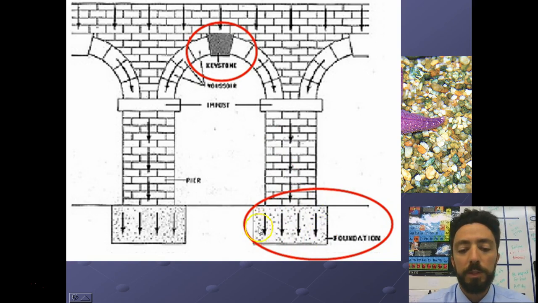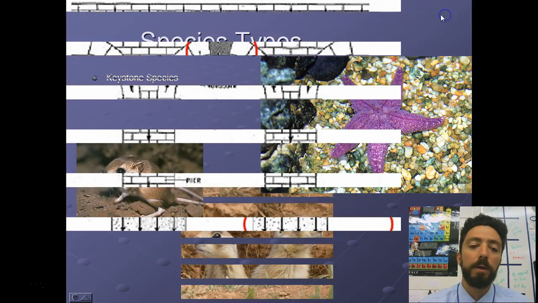The foundational species are something that changes the actual ecosystem itself and makes it the way that it is, right? Gives it the properties that define it. So they hold everything up from the bottom by changing the actual ground itself, where the keystone species support the organisms that are there.